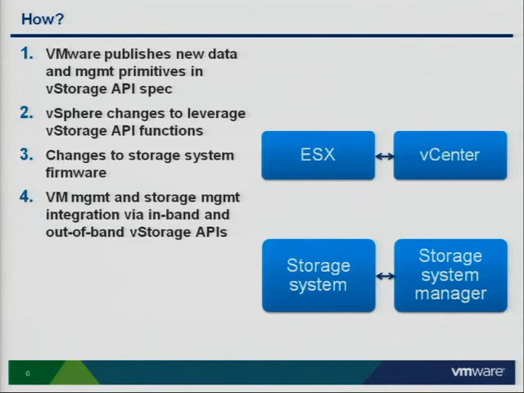And so we publish a specification. We call it the vStorage API specification. We publish it to storage partners, and it defines certain primitives by which ESX can talk to a storage system, or our management entity can talk to their management entity at a meta level. We can express meta level things about what virtual machines want to do, as opposed to just data level things like reads and writes. And so now the storage entity gets a better understanding of what the application or the hypervisor is trying to do. And so then we make some changes on our side.